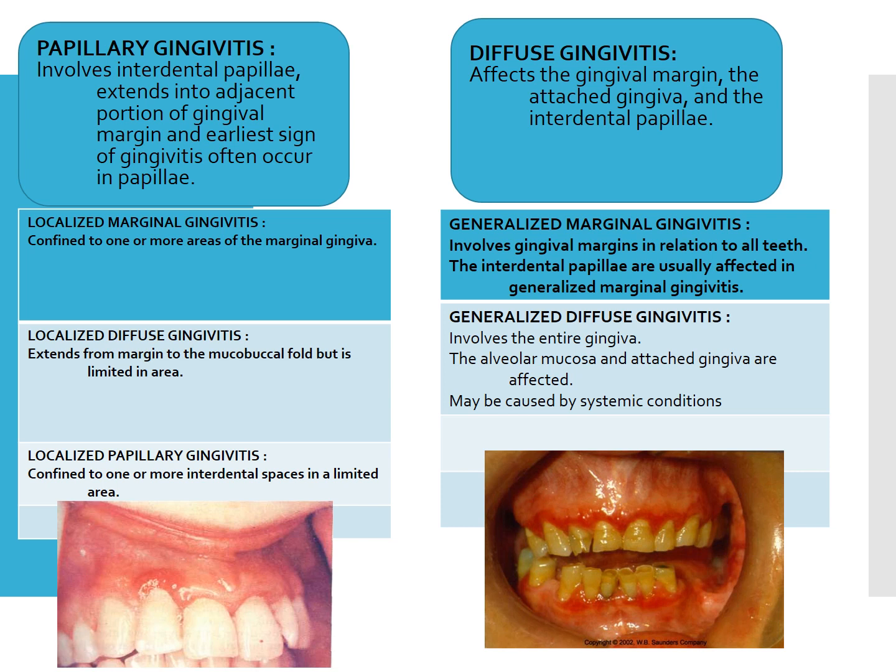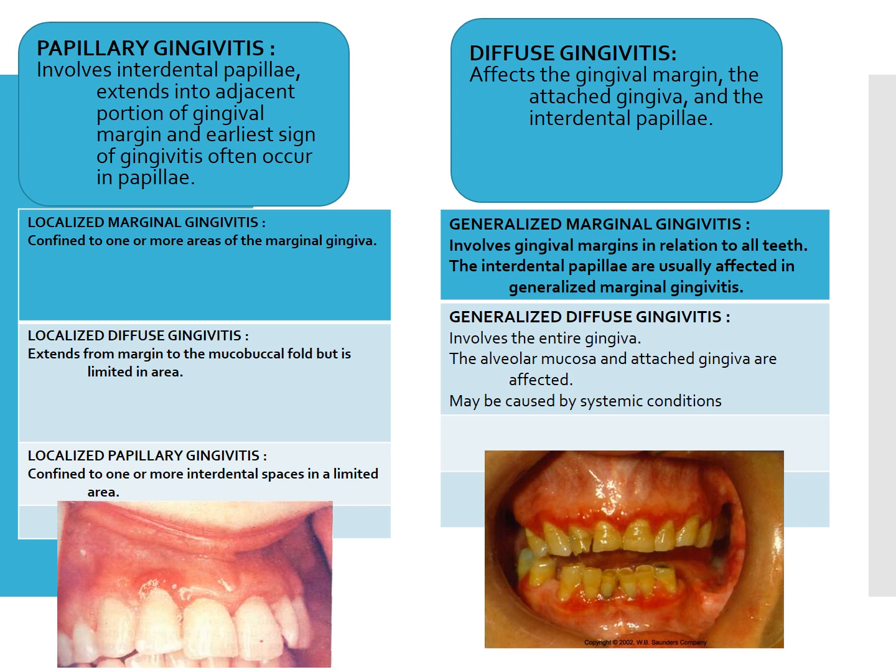And localized marginal means which will be involving the papilla as well as the margin. What is diffuse? It means it will be extending from the margin to the attached gingiva also. That is diffuse type of gingivitis. Localized is when it involves a few teeth.